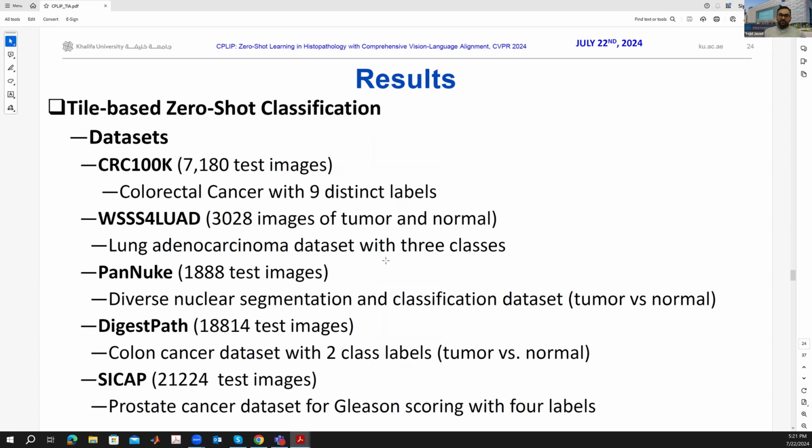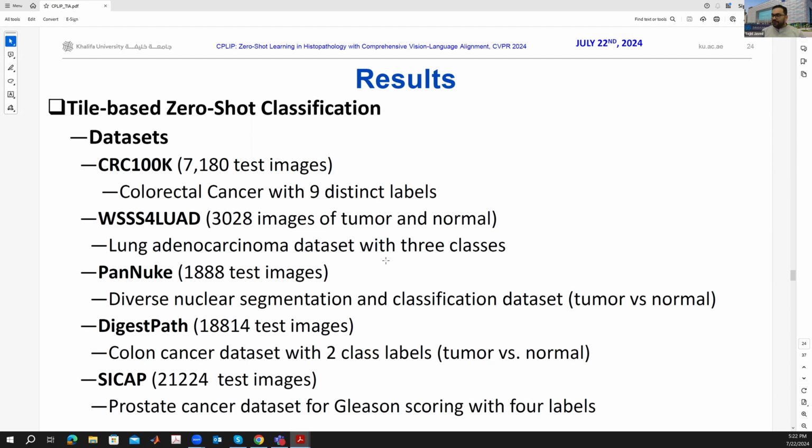In the results section, we have done a couple of very good experiments. The first one is based on tile-based zero-shot classification. We use five different data sets. CRC 100K is a colorectal cancer data set containing 9 distinct labels. WSSS4LUAD contains a lung adenocarcinoma data set for classification of tumor versus normal. The PanNuke data set is a more diverse nuclear segmentation and classification data set coming from the TIA lab.